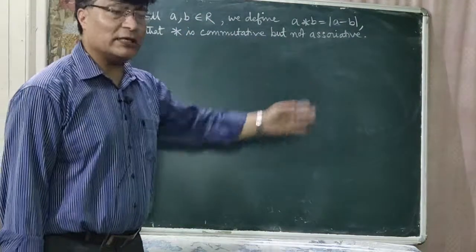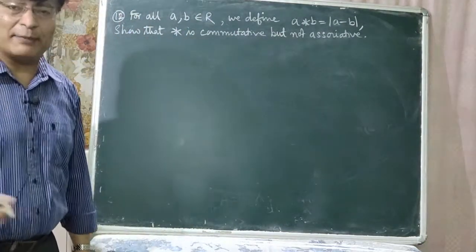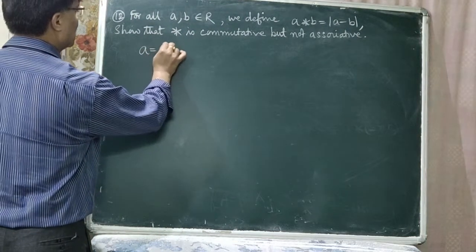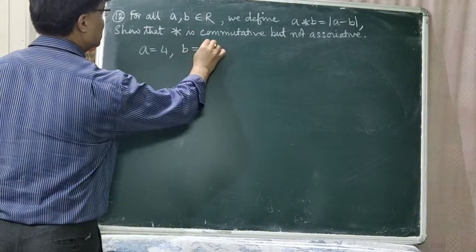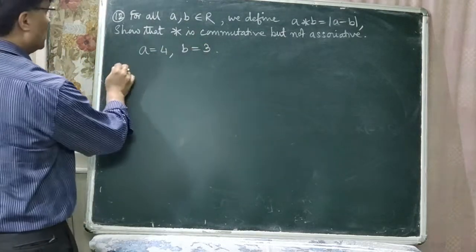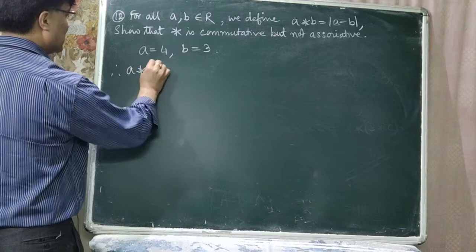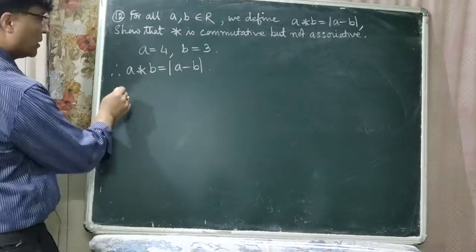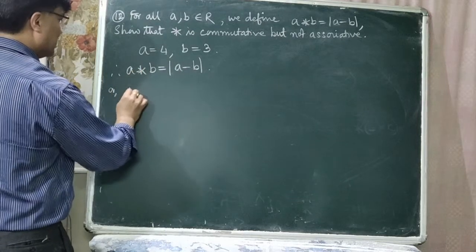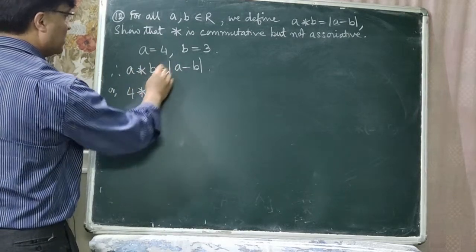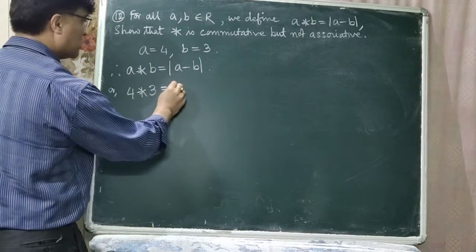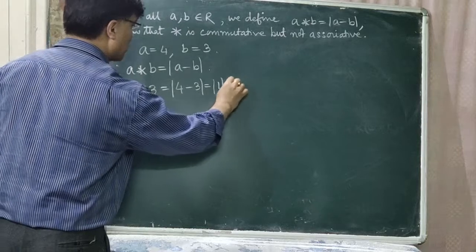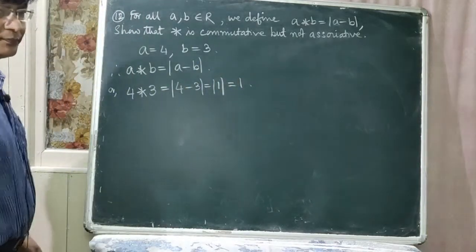So A star B is defined as mod A minus B. Let us assume A is equal to 4 and B is equal to 3. Therefore A star B is equal to mod A minus B, which is 4 star 3, equal to mod 4 minus 3, which is equal to mod 1, which is equal to 1.